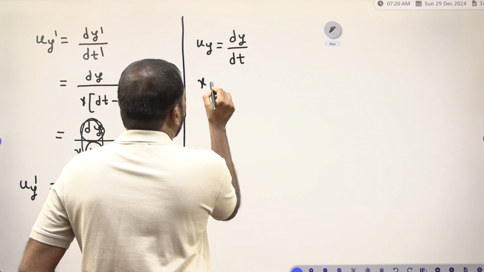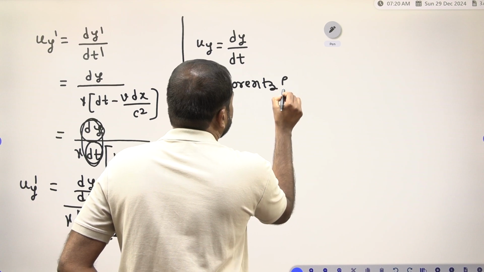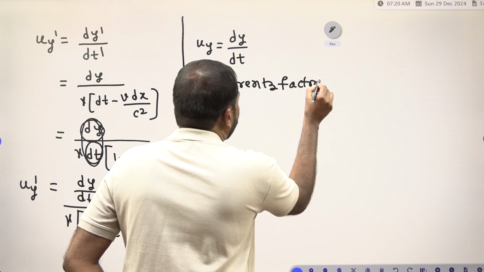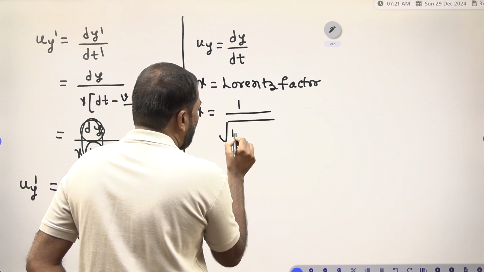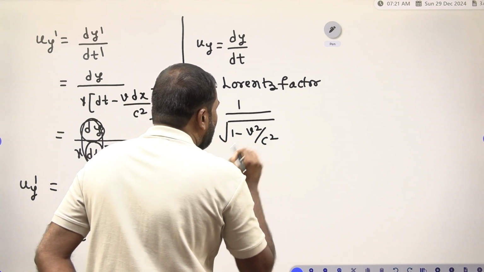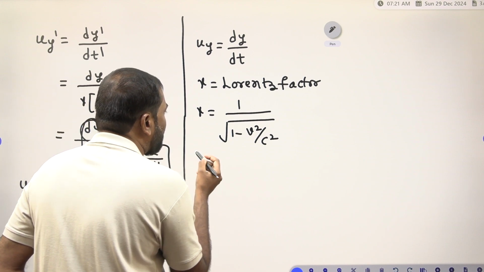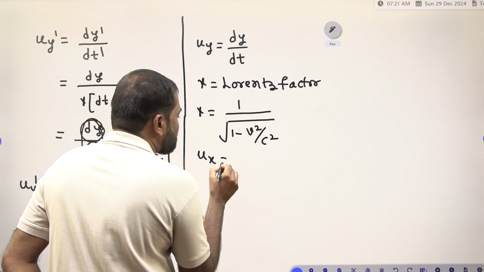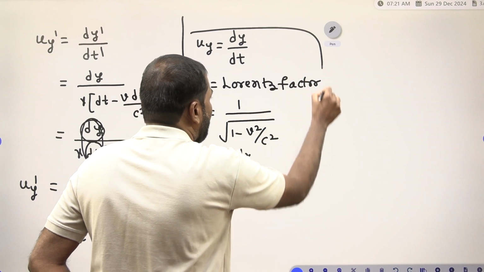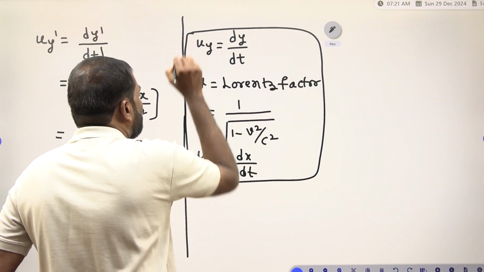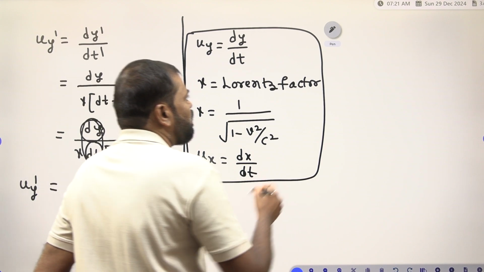But gamma is the Lorentz factor. You know the Lorentz factor, right? Gamma is equal to 1 by square root of 1 minus v square by c square. Similarly, u_x is equal to dx by dt. All these values you know, so you substitute these values in this expression and you are able to get the result.